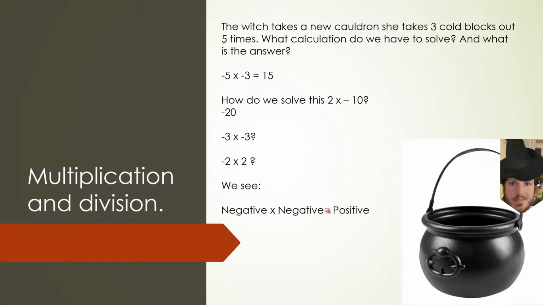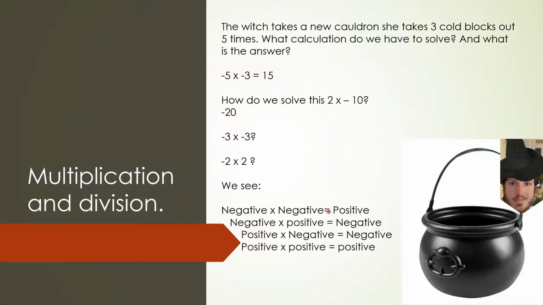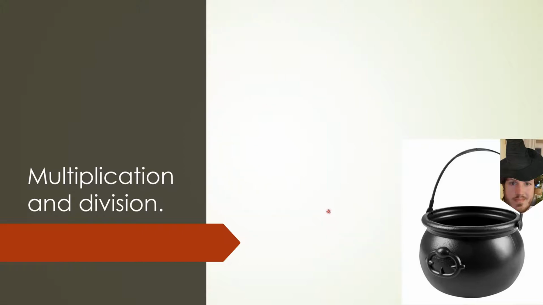What we see is negative times negative equals positive, negative times positive equals negative, positive times negative equals negative, and positive times positive, of course, equals positive. Let's look at another question. How do we calculate this one? Well, the same rules that apply to normal mathematics also apply here.